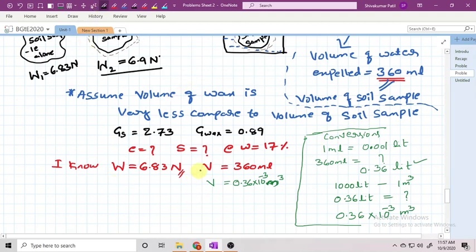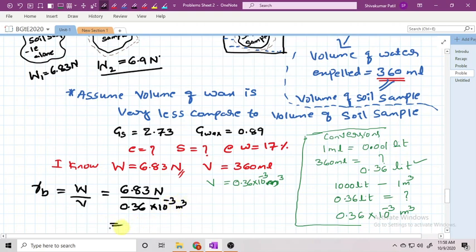Now I know the weight and volume. I can find out the bulk density or bulk unit weight. What is bulk unit weight? Weight by total volume. What is the total weight? 6.83 Newton divided by the total volume, which is 0.36 into 10 to the power of minus 3 cubic meter. I converted it from ml to cubic meter, as you see in this conversion.